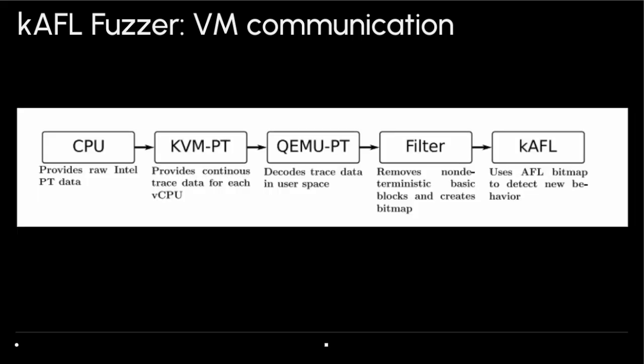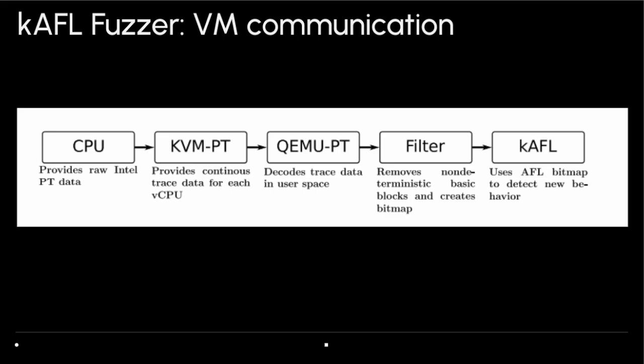So here's our full pipeline visualized. The CPU produces raw Intel PT trace data. KVM PT captures that trace data continuously for each virtual CPU. QEMU PT decodes the raw trace data in user space into basic block information. And then a filter step removes non-deterministic basic blocks, things like interrupt handlers that execute randomly and would pollute the coverage bitmap with noise.